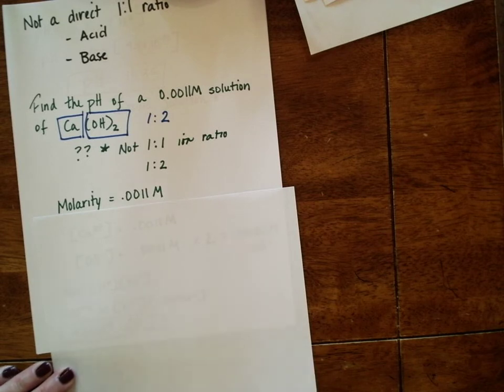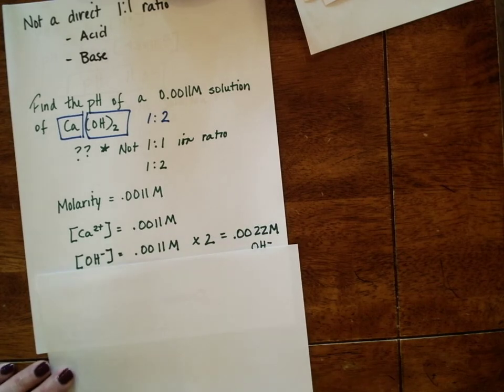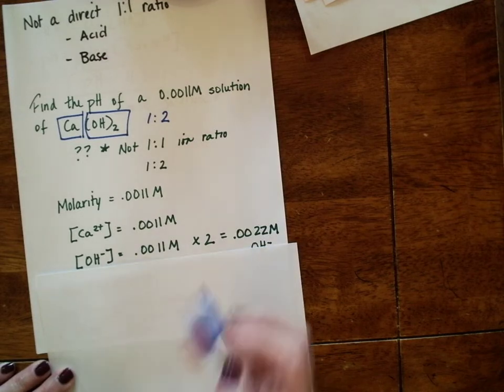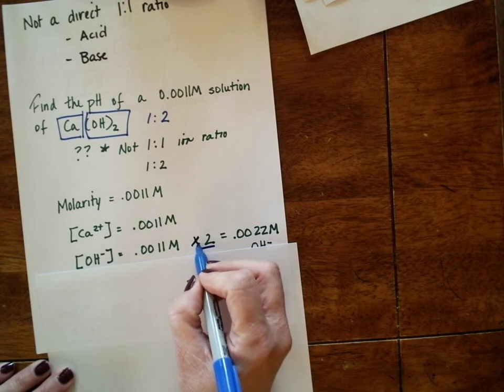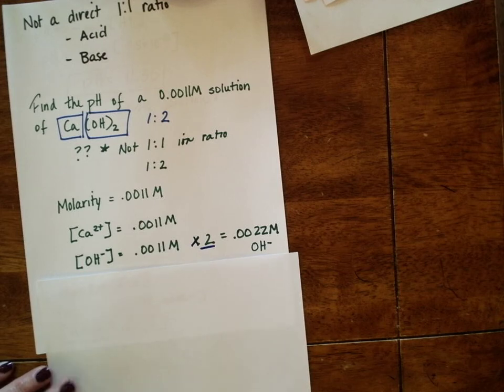So I can treat this the same way, and I can say, okay, so I know my concentration of calcium is equal to the molarity, so my calcium is 0.0011 molar. If I had just one hydroxide, it would be equal to 0.0011 molar, but I don't. I have two of those, so it becomes a simple multiplication problem to get the concentration of my hydroxide ions. So I multiply and I find out that my hydroxide ion concentration is 0.0022 molar.